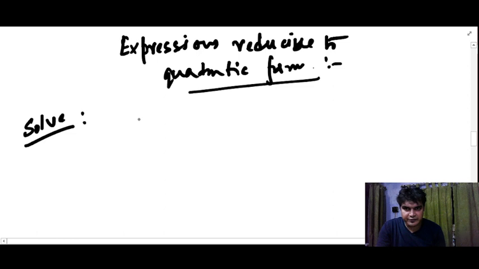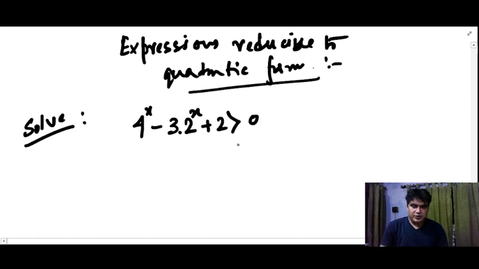Say we have to solve for x for this particular inequality: 4 to the power x minus 3 into 2 to the power x plus 2 greater than 0. Naturally, you can see from this expression that the domain is minus infinity to plus infinity, right? x can take any value.